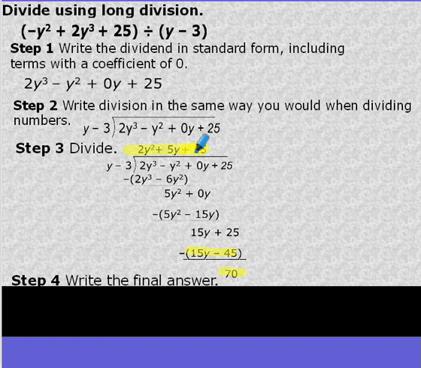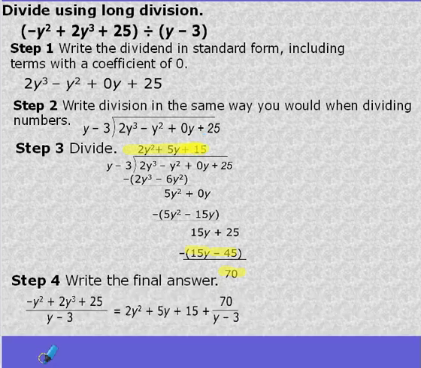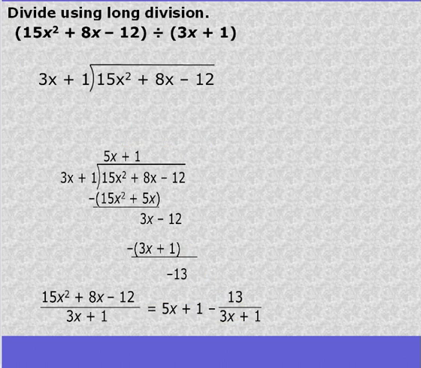What do we do with the 70 that's remaining? Well, you write it like this. So here is what we had up here. The 70 goes on top of our divisor. So you're going to write it as 70 divided by y minus 3. I'm going to go through one more example.